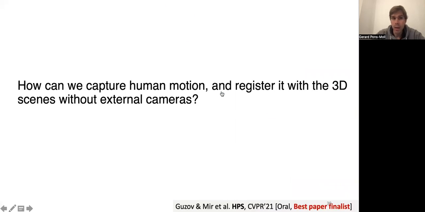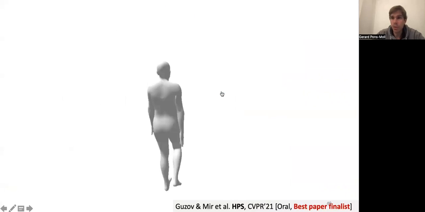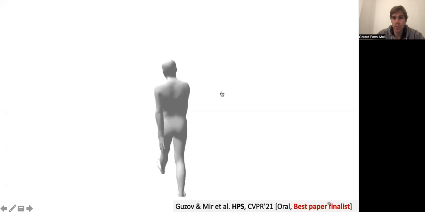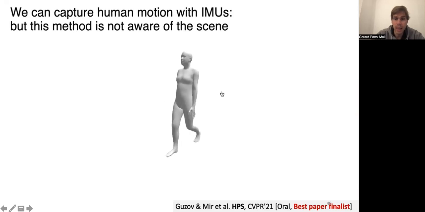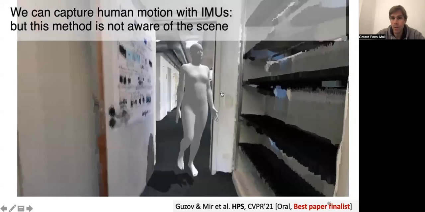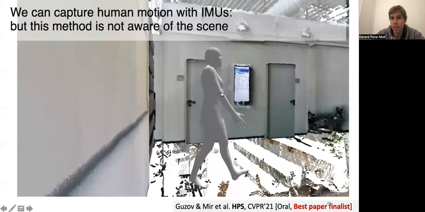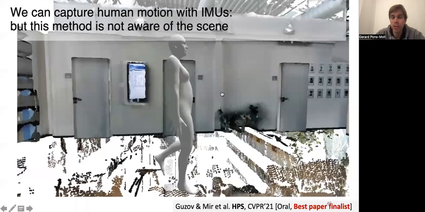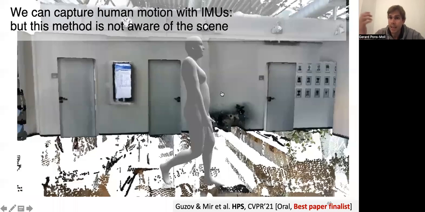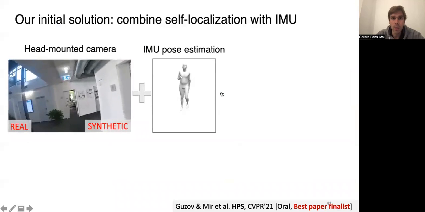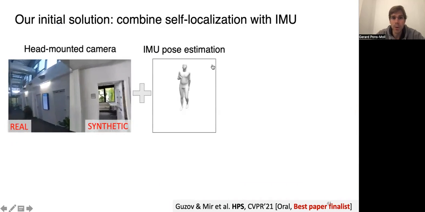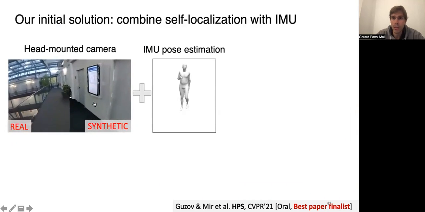The question is, how can we capture human motion and register it with a 3D scene? If we capture motion with IMUs, the problem is the following: the IMUs drift over time, and after a while the reconstruction is not aware of the 3D environment. The human ends up flying in the air. So the key idea here is to combine IMU-based pose estimation with camera localization.